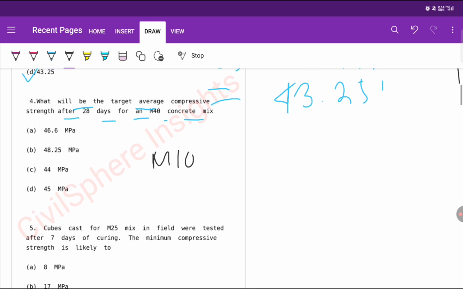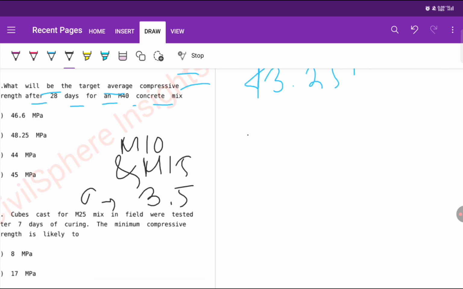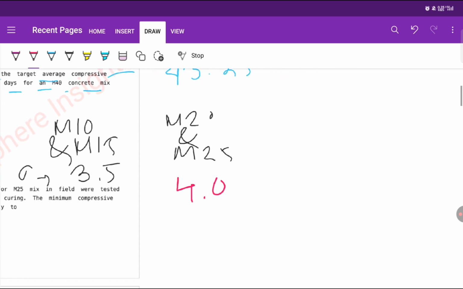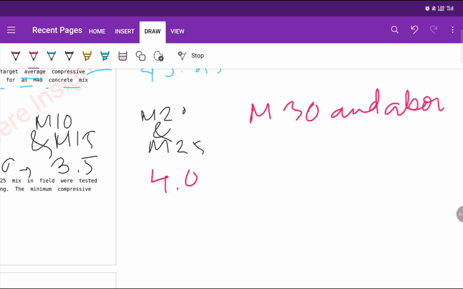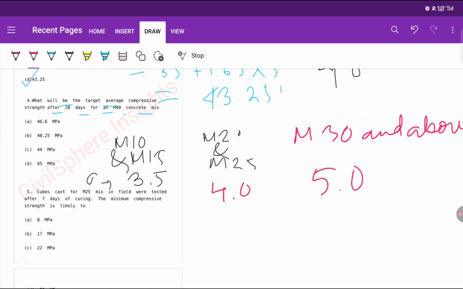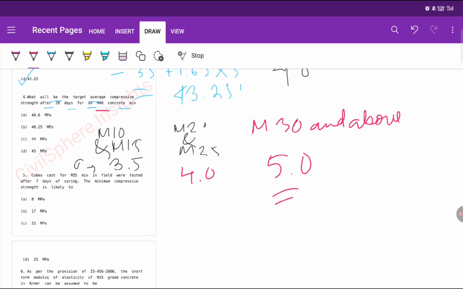So for M10 and M15, what was the standard deviation? That is 3.5. Remember 3.5. And for M20 and M25, what was it? That is 4.0. And for M30 and above, what was it? 5.0. In our question, what fck value is given? M40. So we'll take this value 5.0.